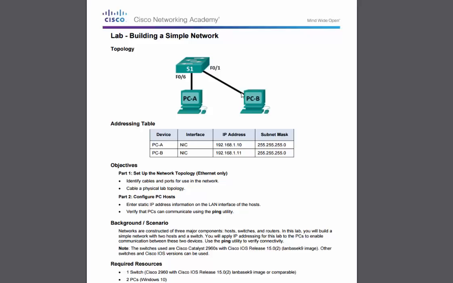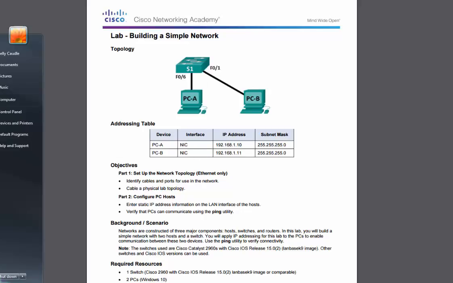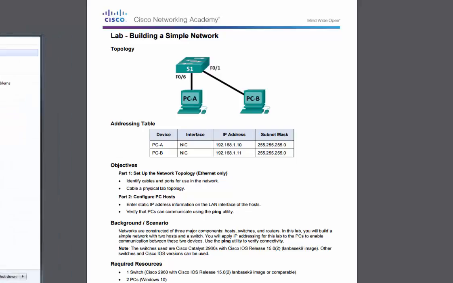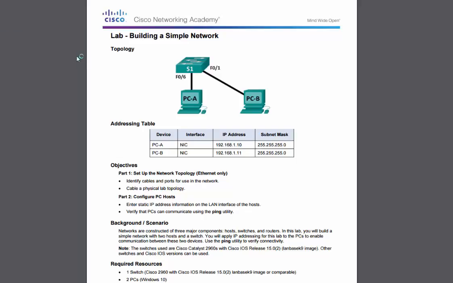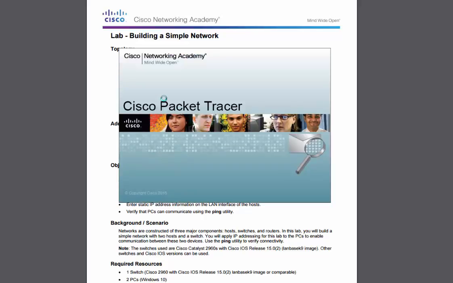We have a lab in this chapter. There's a simple lab of building 2 PCs and a switch, and then putting an IP address on them. I'm going to very quickly do an example of this using a program in the Cisco Network Academy called Packet Tracer.